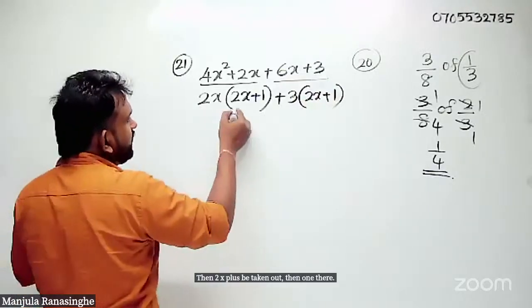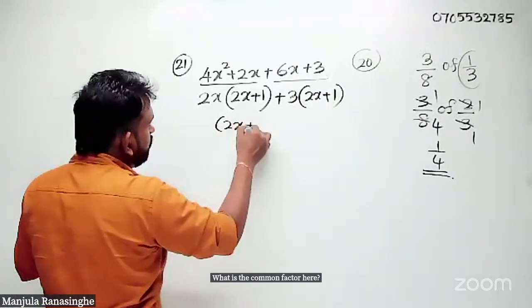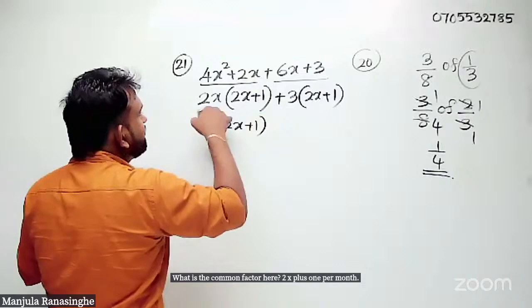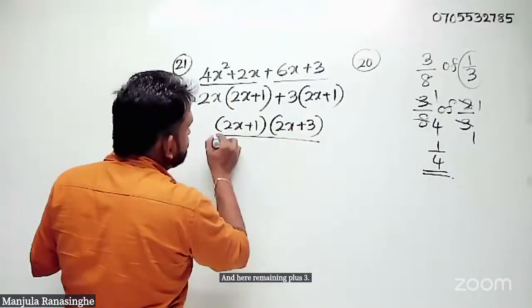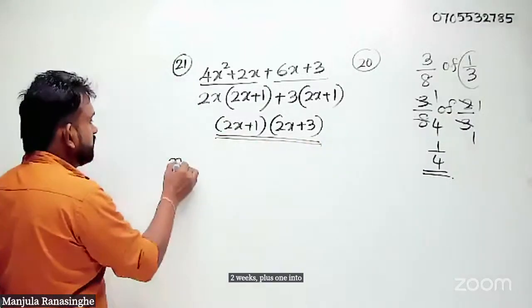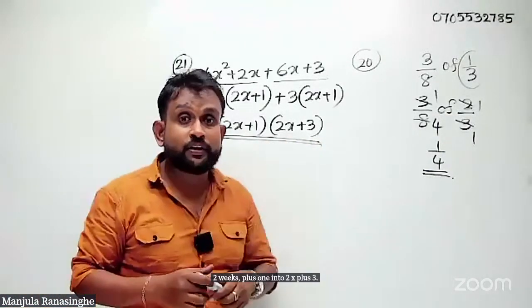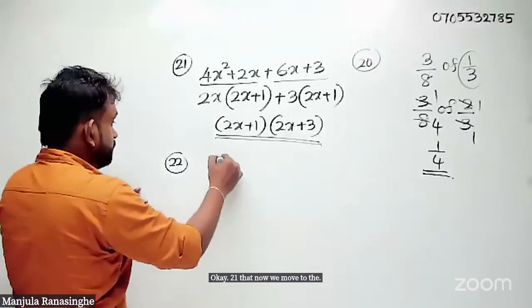So what is the common factor here? 2x plus 1 is common there, and here remaining 2x, and here remaining plus 3. 2x plus 1 into 2x plus 3. Okay, 21 done. Now we move to the 22.